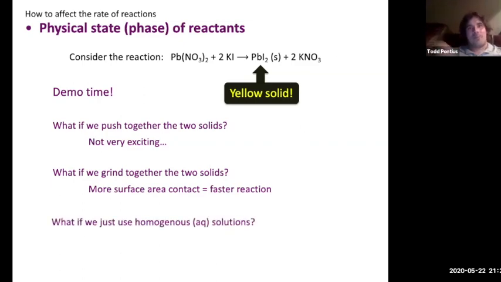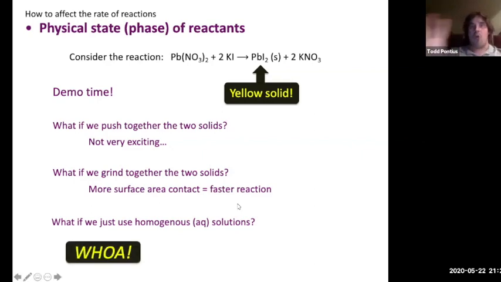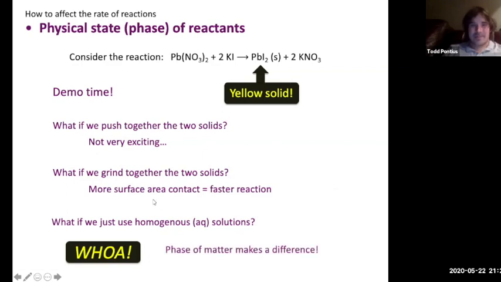What if we dissolve them in water? Then they're free to move about, combine with each other, and form a precipitate. So, whoa, we got that bright yellow precipitate really, really quickly in those scenarios. So, take home point, the phase of matter matters.